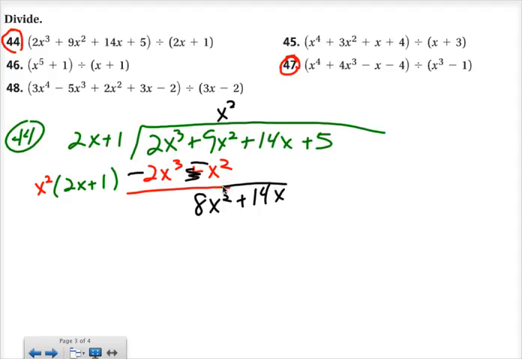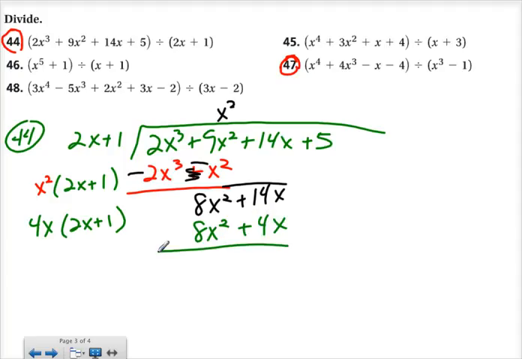Go back to our little 2x plus 1. And I'm going to need to multiply that by 4x to get my 8x squared. So that will be 8x squared plus 4x. Change the signs and add, and our little 4x can go up to its place of honor because it did its job. And 14x minus 4x will give us 10x. And then we're going to bring down that last term.